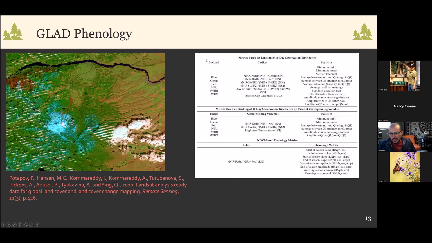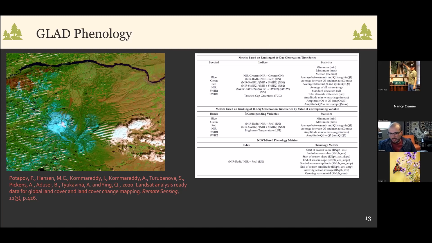This is a table that summarizes that metric set. Again, they have 3 different sets, A, B, and C. We used the C set because it's really aligned for differentiating things based on phenology. But basically the idea here is that it's a series of spectral band statistics from the time series, of different normalized ratios between two bands, a set of parameters in which you're taking a value and normalizing it based on a corresponding variable.